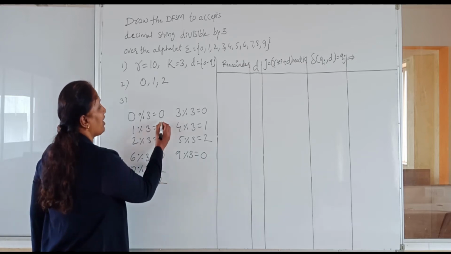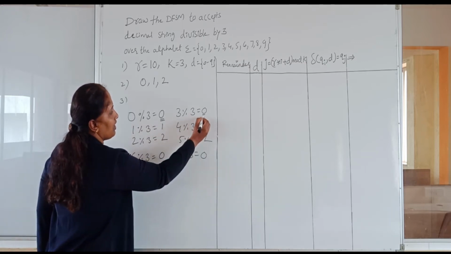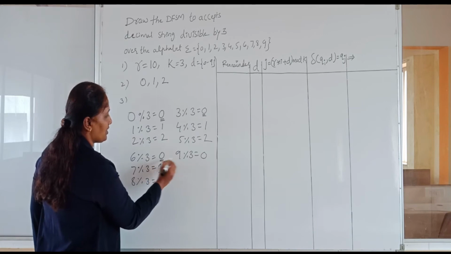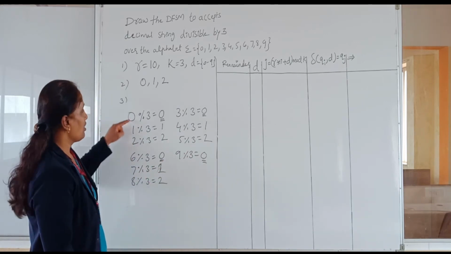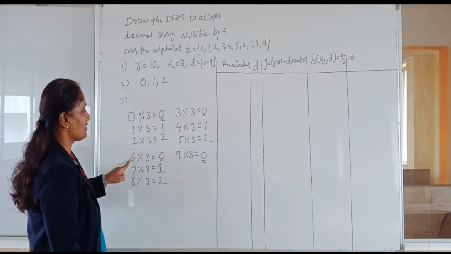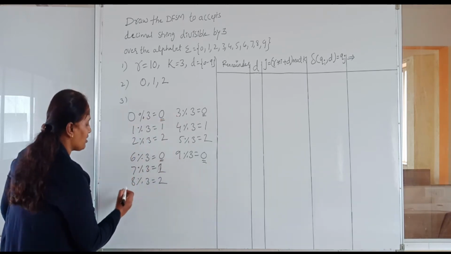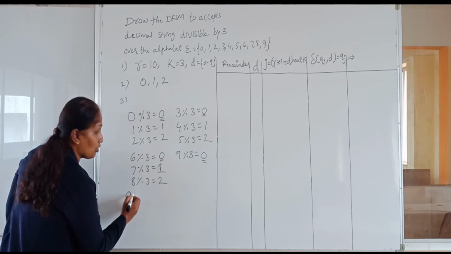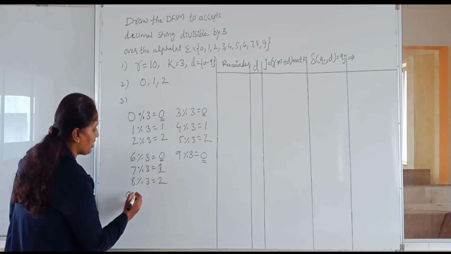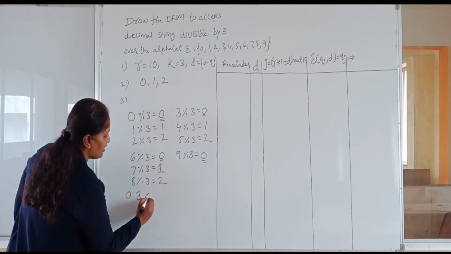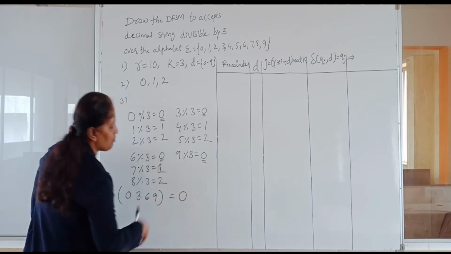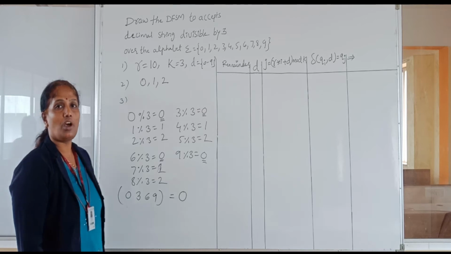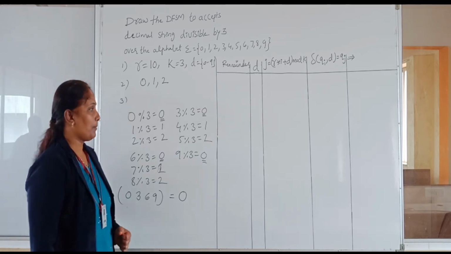So check out the remainder value. Here I have a 0, here I have a 0, next 0 is here and here. So I am going to group these numbers 0, 3, 6, 9 because these numbers return 0 after dividing by 3.